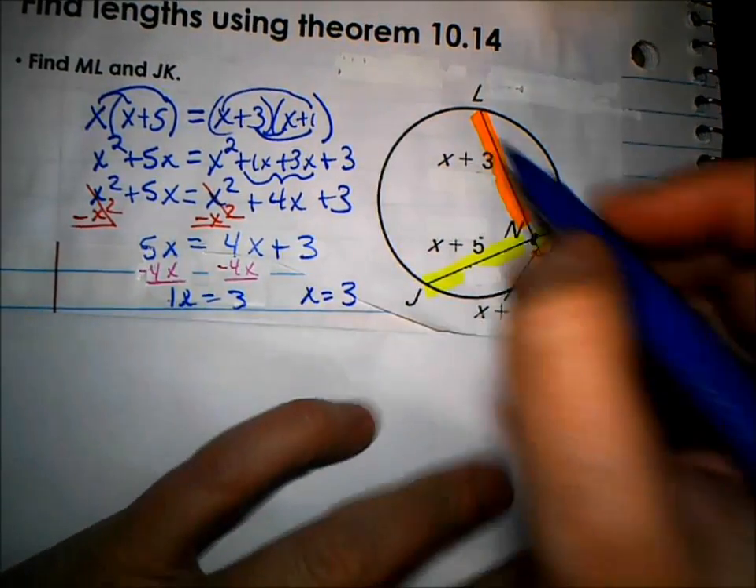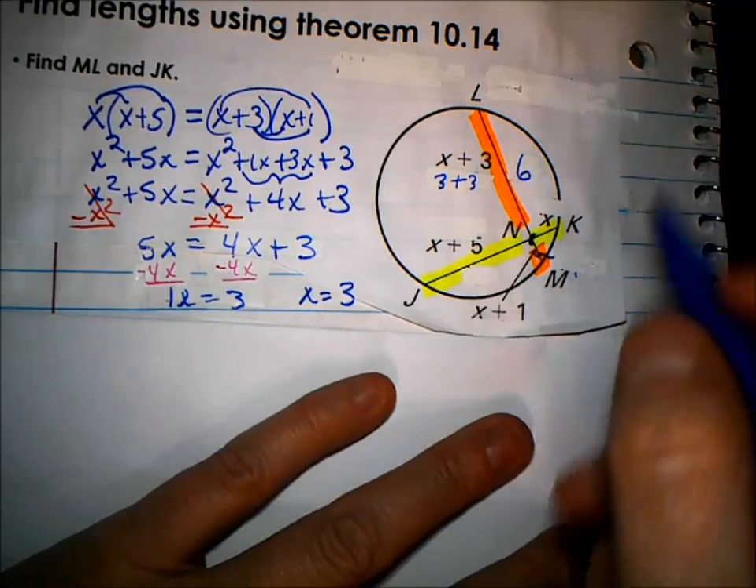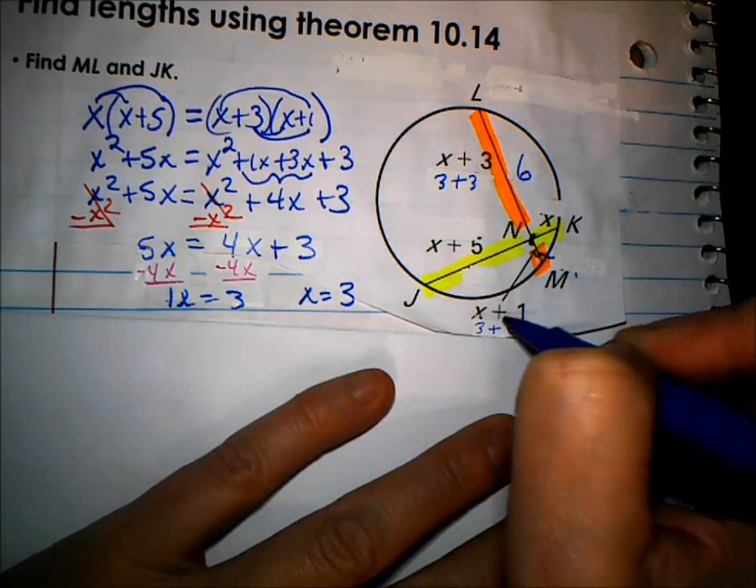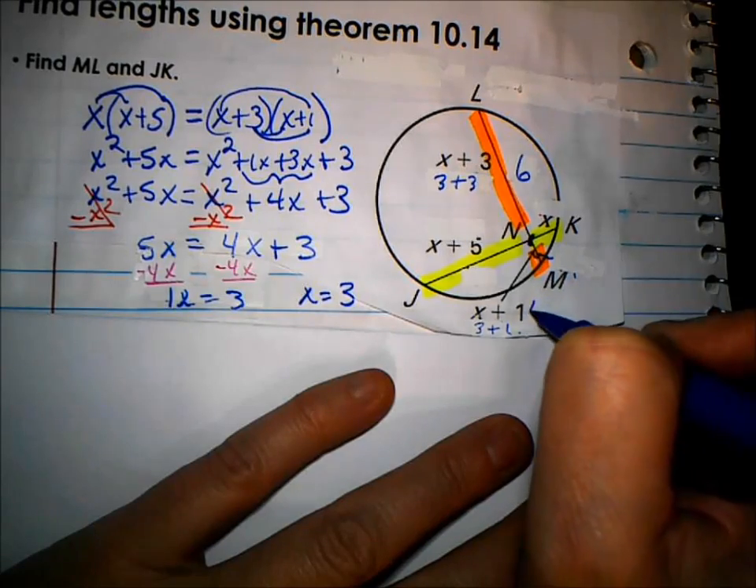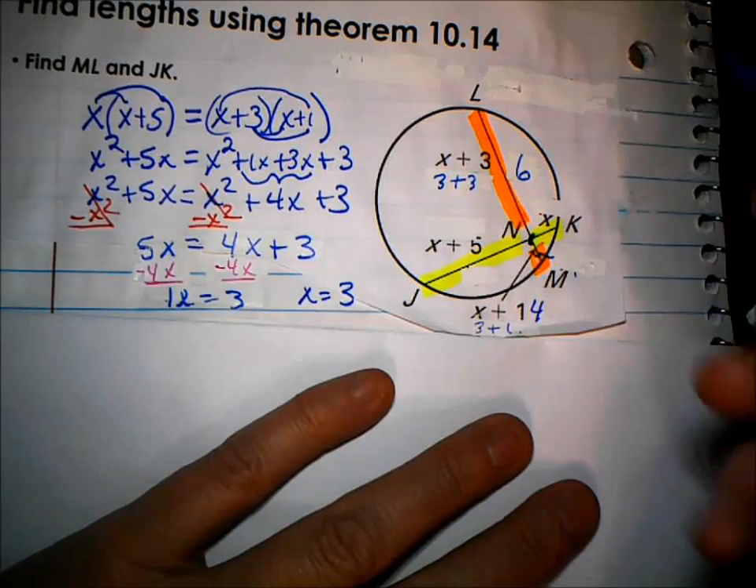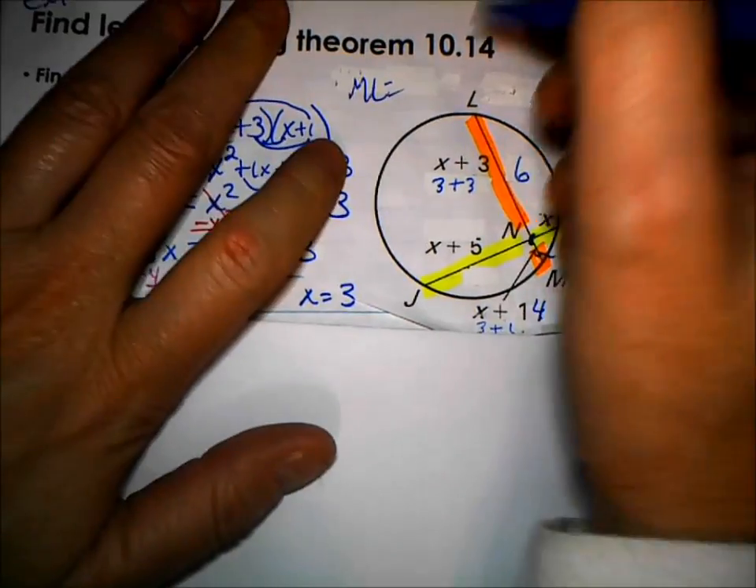So if I go back and plug it in, that would be 3 plus 3, which means this part is 6. And then down here on the bottom, that would be 3 plus 1. That means this little section here is a 4. So the entire length from N to M will be 6 plus 4. So that means ML is 10.